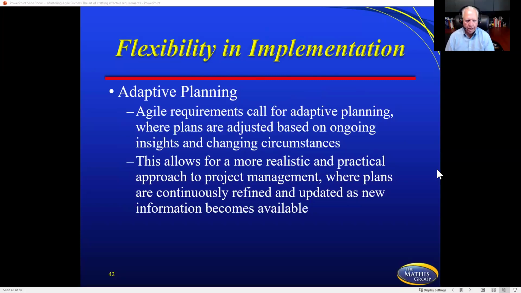Now, flexibility in implementation. So adaptive planning. Agile requirements call for an adaptive planning where plans are adjusted based on ongoing insights and changing circumstances. This automatically causes some folks in project management a lot of internal conflict, because we want to have all this stuff nailed down. Agile, by its own nature, is not going to have that. It's going to be moving, it's going to be changing, it's going to be adjusting. And so this allows for a more practical approach, because we can adjust to stuff. And so we don't get down here and then have this major change order. We can make small adjustments along the way and be able to hit that target as we go along.